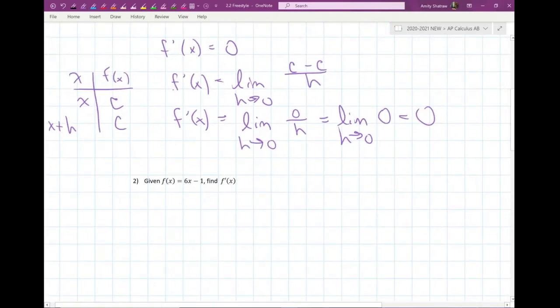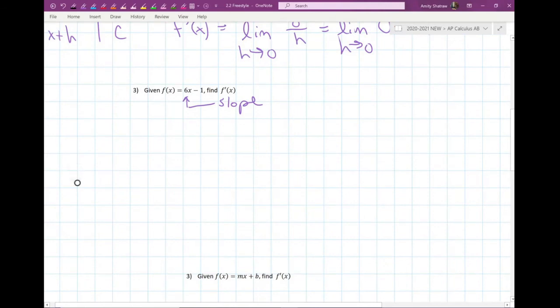What about if it starts to look a little bit more complicated? I've got f of x now equals 6x minus 1. And I'm thinking about that guy, and I'm saying, well, that's still a line, right? But it does have a slope. This line goes up 6 and over 1, up 6 and over 1. So that slope right here, I wonder if that will be my derivative? So let's try it, okay?